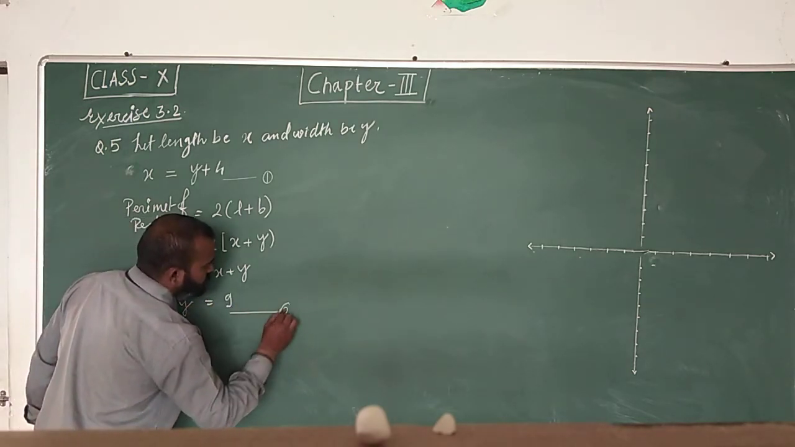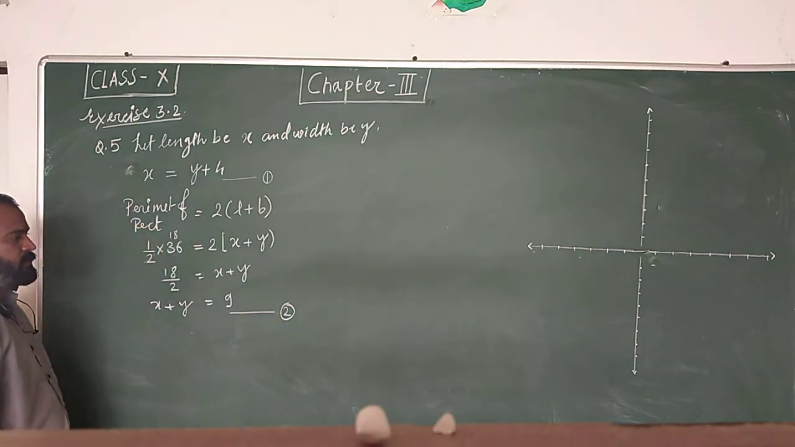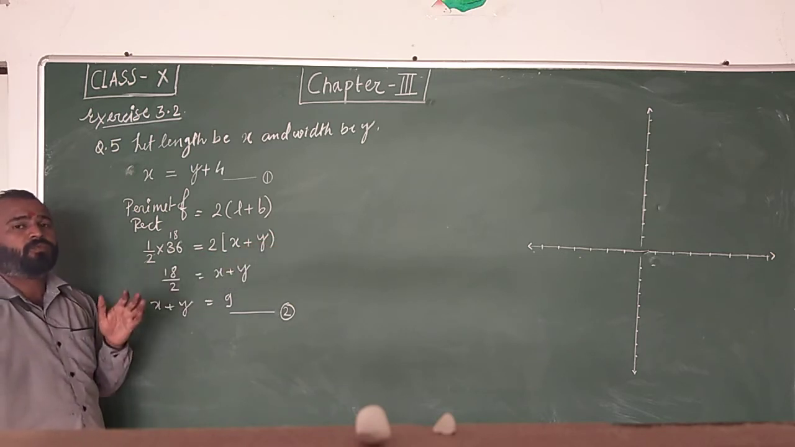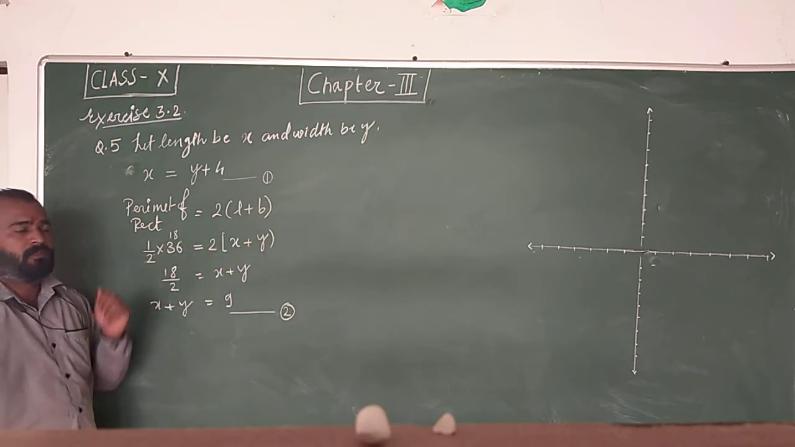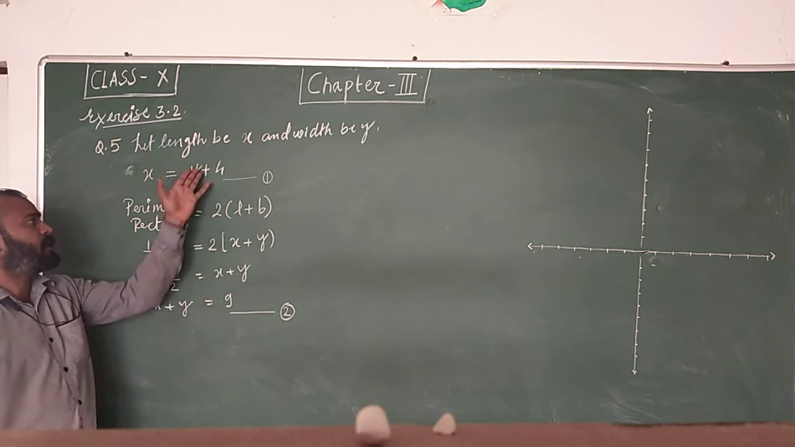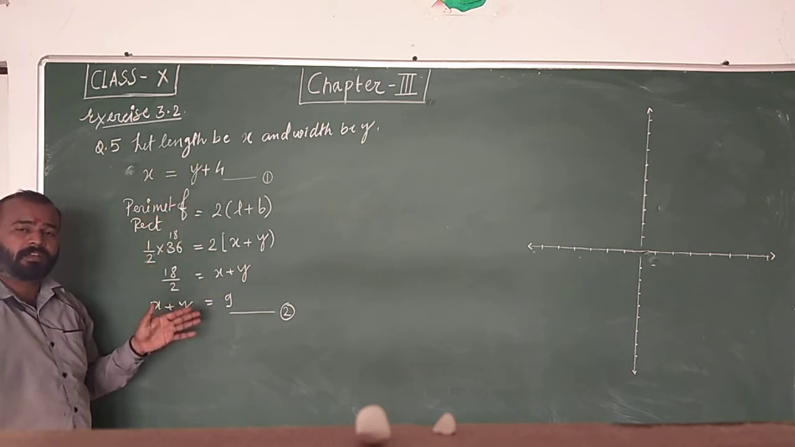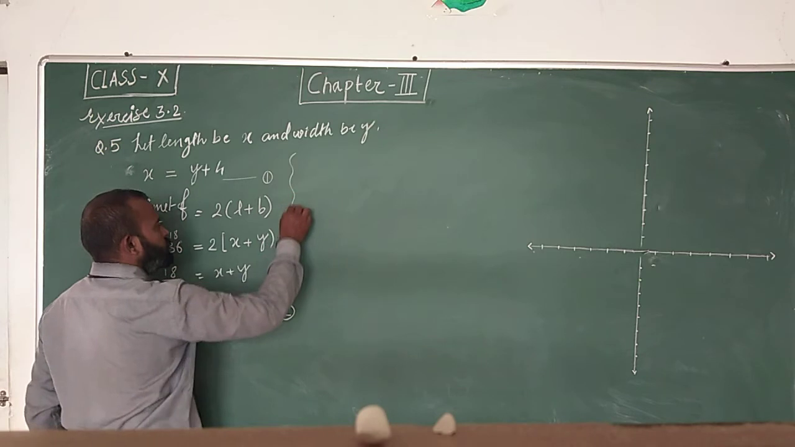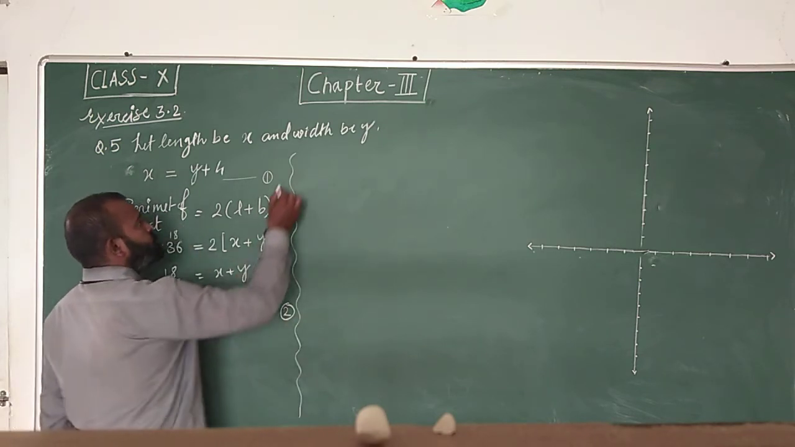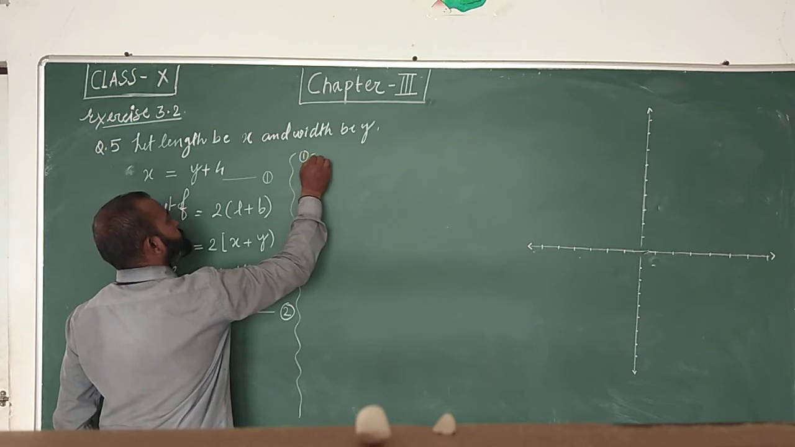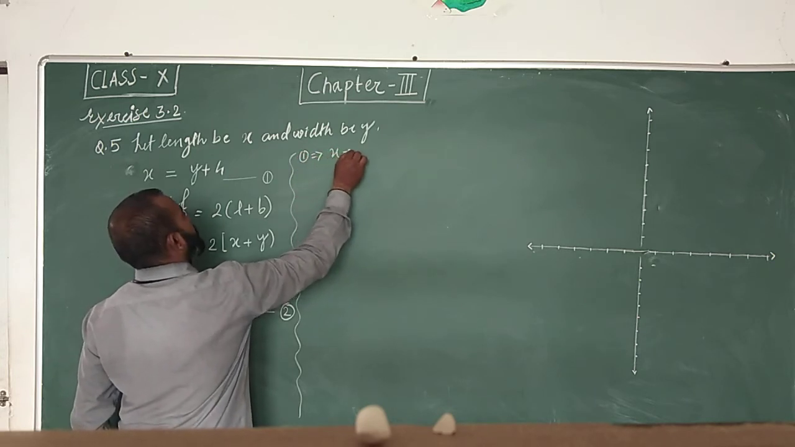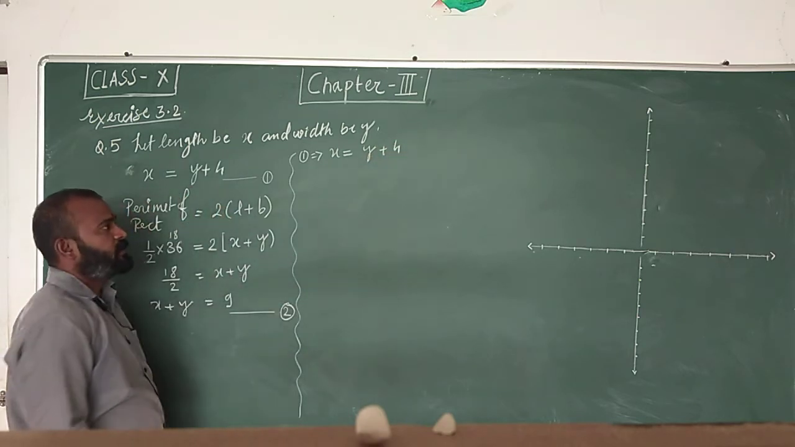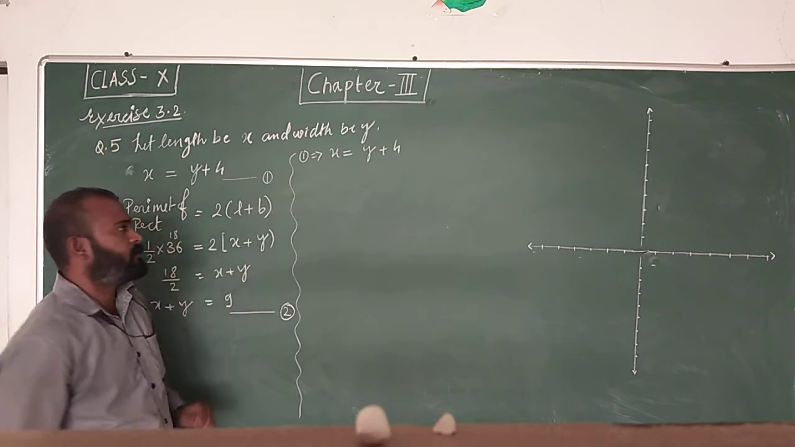Equation number 2. So these are the two equations that we have got. Now we have to find the dimensions of the rectangle. So to find out the dimensions of the rectangle, we'll draw graphically. We will represent these two equations graphically. Okay. So now you know how to show them graphically. So equation number 1 is x is equals to y plus 4. We'll put the values of y and we will get the values of x for the graph.